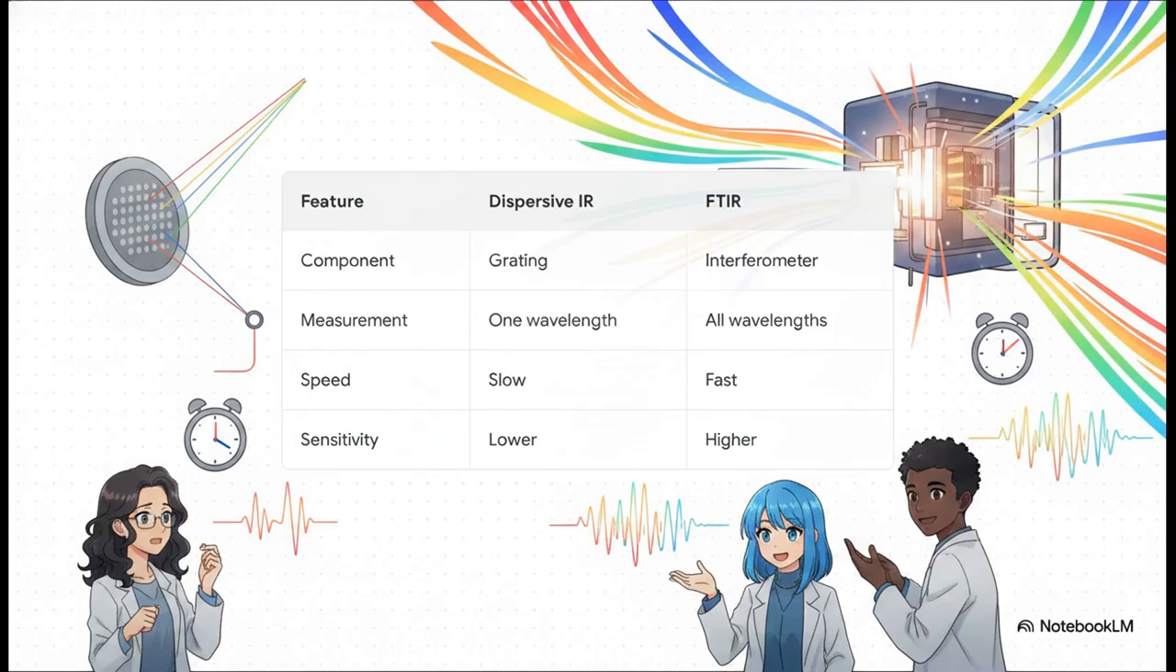FTIR completely ditches that slow diffraction grating. Instead, it relies on an optical device called an interferometer. Because of the interferometer, an FTIR spectrometer doesn't check one wavelength at a time. It measures all wavelengths of infrared light simultaneously. This makes FTIR incredibly fast, vastly more sensitive, and frankly, the absolute gold standard for modern materials characterization.